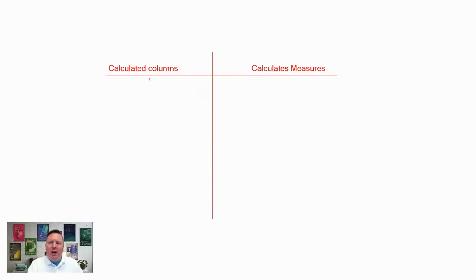Now, calculated columns are like the date table we created earlier. Remember in the date table, we created a year column, a month number column, and then we created a month column at the end. Those were all calculated columns that we created, okay? So these are examples of calculated columns.